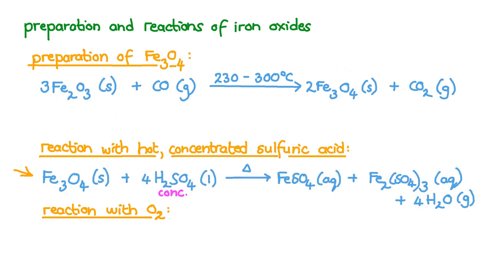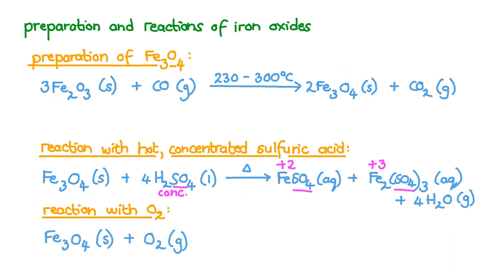Here is the reaction equation with hot concentrated sulfuric acid. I won't read the whole reaction equation out again this time, but notice that there are 2 different products containing iron. And the iron ions in these 2 salts both have different oxidation states. And both contain sulfate ions, because sulfuric acid was one of the reactants.